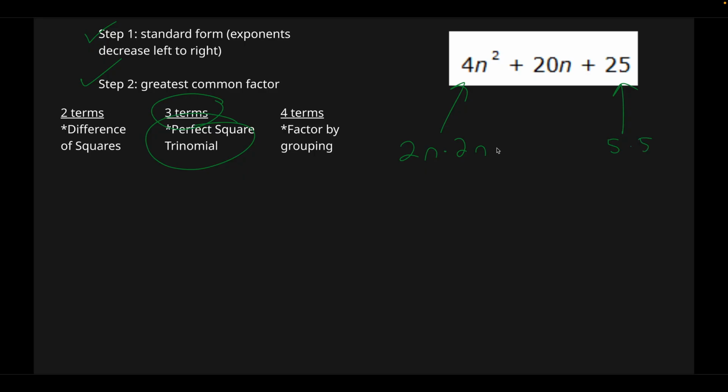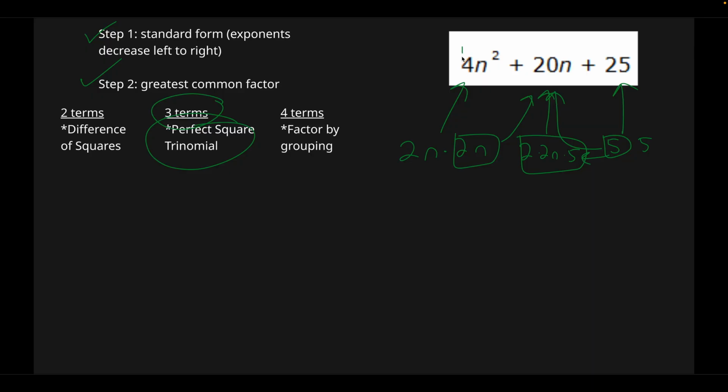And then in the middle, okay, in the middle is 2 times 2n times 5, right? Taking 1 from each side, 2 times 2n times 5. And it is, right? When I multiply this, it gives me 20n. So that's sort of the check. Is it a perfect square trinomial? It has to follow those rules, right?